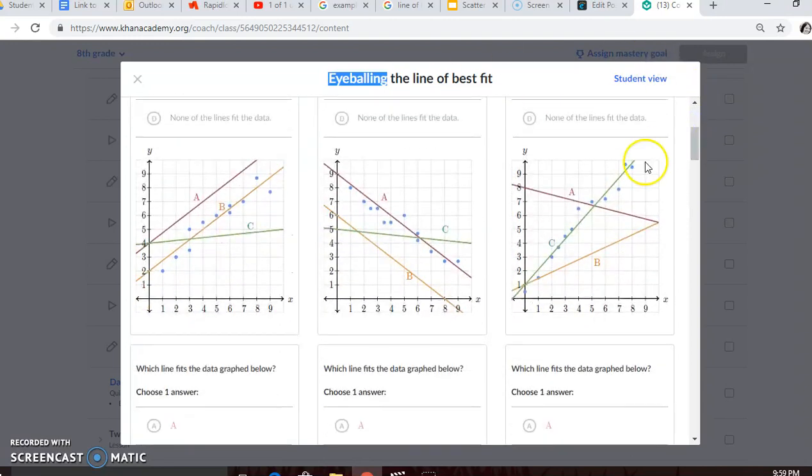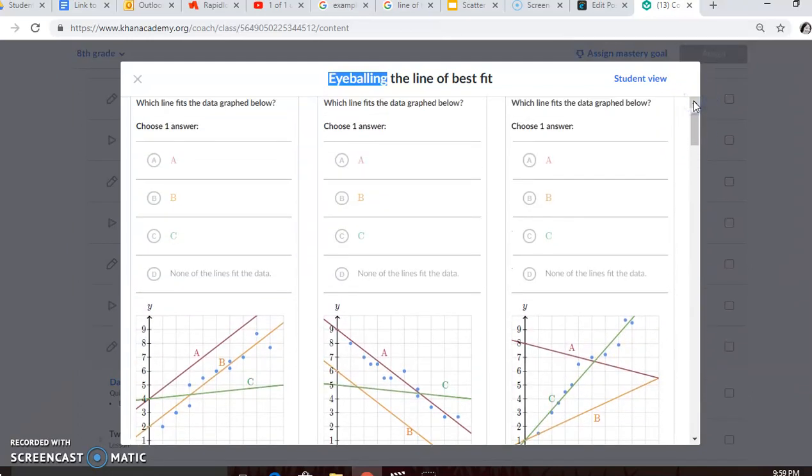For example, if I look at this right here, here are my points. It looks like a positive relationship. So clearly the green line, line C, fits the data pretty well, right? Got a few points on this side, a few points on this side of it. So if I get this one, I would select C. But remember, we have the option that none of the lines fit the data. So there's the first one.